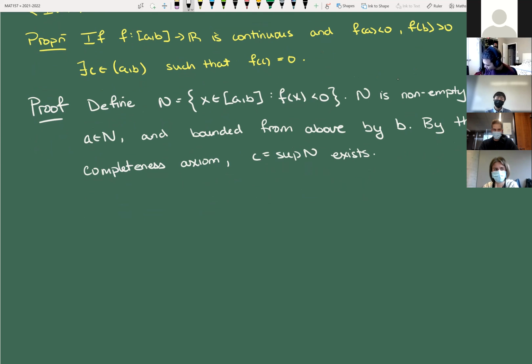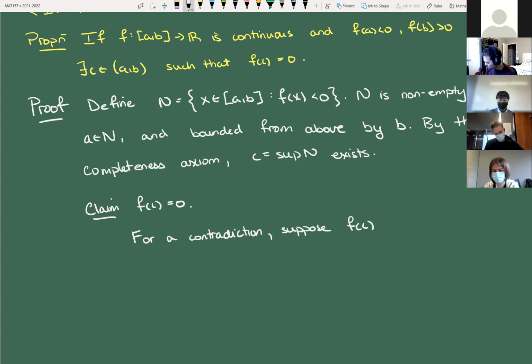So for the sake of contradiction, or I guess we actually should say what we're trying to claim. So we claim that f of C is equal to 0, right? And then in the proof of this, for a contradiction, suppose not. Okay, now technically we have two cases here. The cases are pretty similar though. The more likely thing is that if f of C is not 0, then it's probably negative.